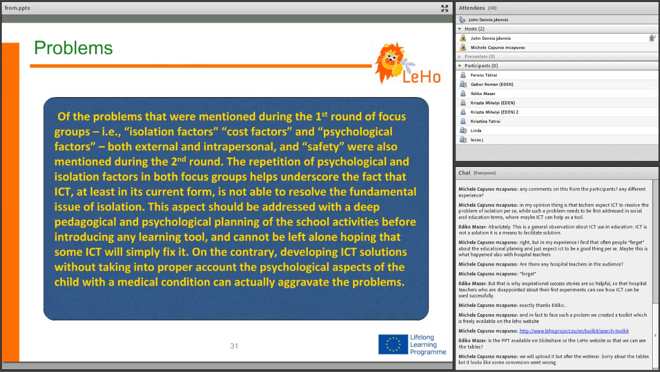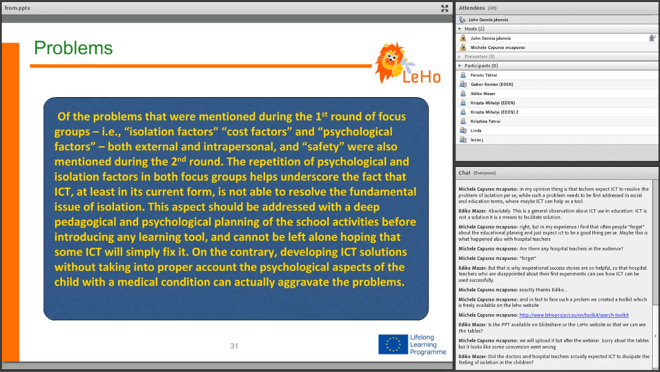Basically, another thing I wanted to say was that developing ICT solutions without taking into account the psychological aspects of the child with a medical condition can actually aggravate the problem. And that was something that was mentioned multiple times during this focus group.